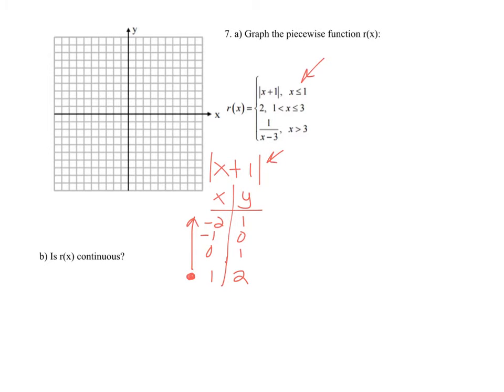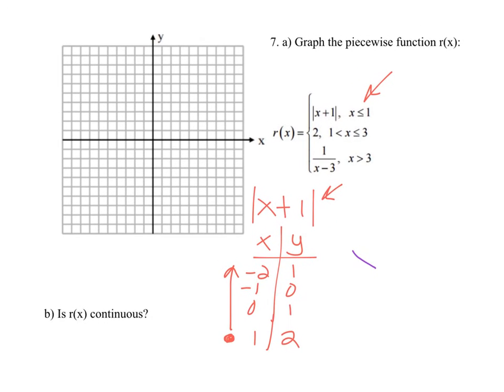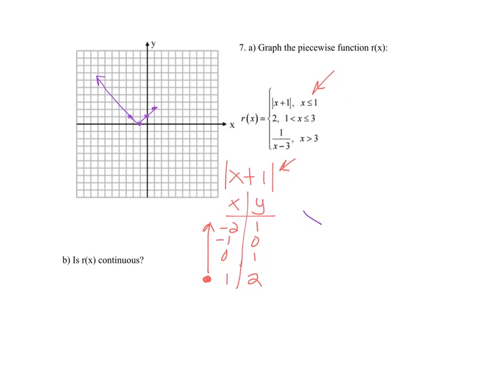So I'm going to plot these values on my graph. So 1, 2, so I got 1, up 2, and then 0, 1, and then negative 1, 0, and negative 2, 1. We can go past on the left, but not on the right. The right stays at that point. So that's your first piece of your piecewise function.